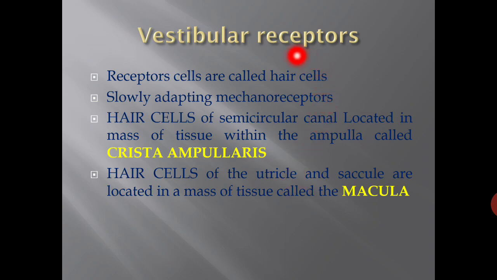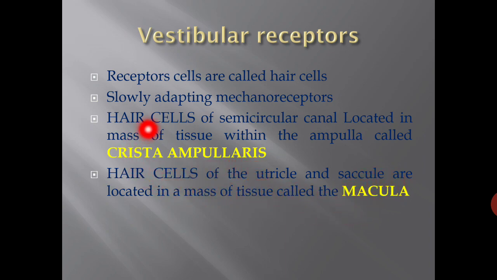Now the vestibular receptors are known as hair cells. They are slowly adapting mechanoreceptors. Hair cells of the semicircular canal are located in a mass of tissue within the ampulla called the crista ampullaris, and hair cells of the utricle and saccule are located in a mass of tissue called the macula. There are two types of hair cell, and both types are present in crista ampullaris and macula.